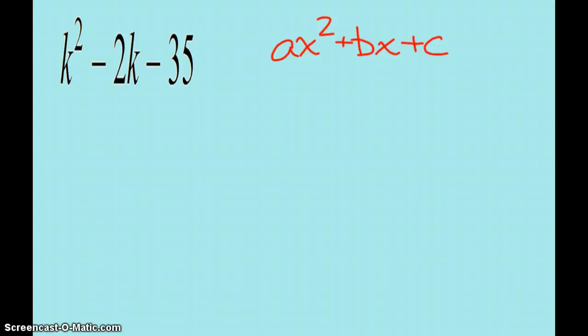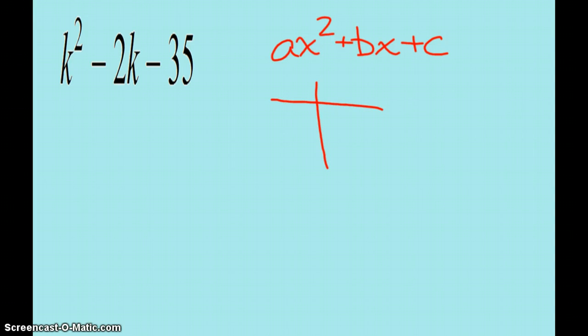We start off, as always, with the first rule of factoring: do we have a GCF? I see k squared minus 2k minus 35. There is no GCF. So then I begin our AC method, and I start this with a t-table, or make a simple chart.